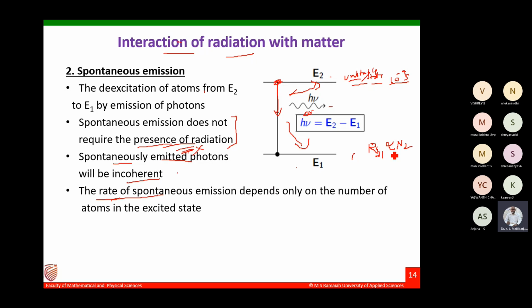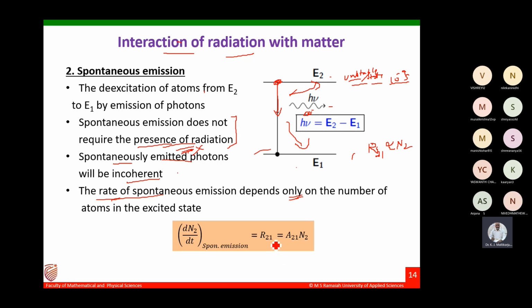Therefore, the rate of spontaneous emission depends only on the number of atoms in the excited state. Therefore, dN2 by dt for spontaneous emission can be written as R2 to 1. The proportionality symbol can be removed by adding A21 N2.